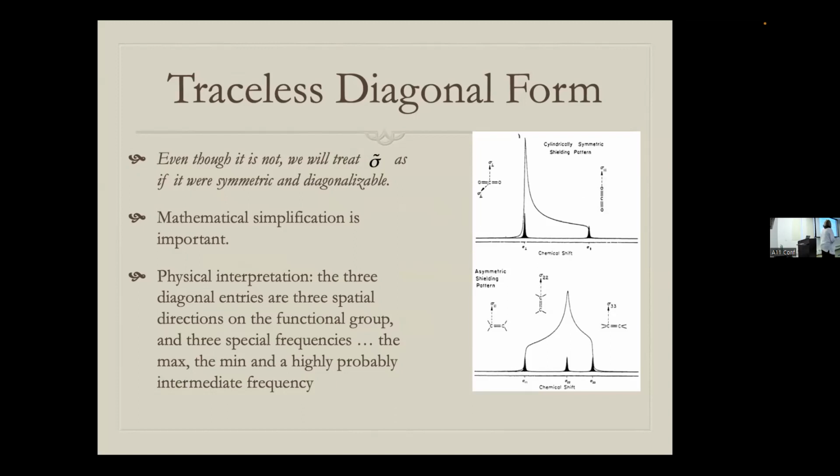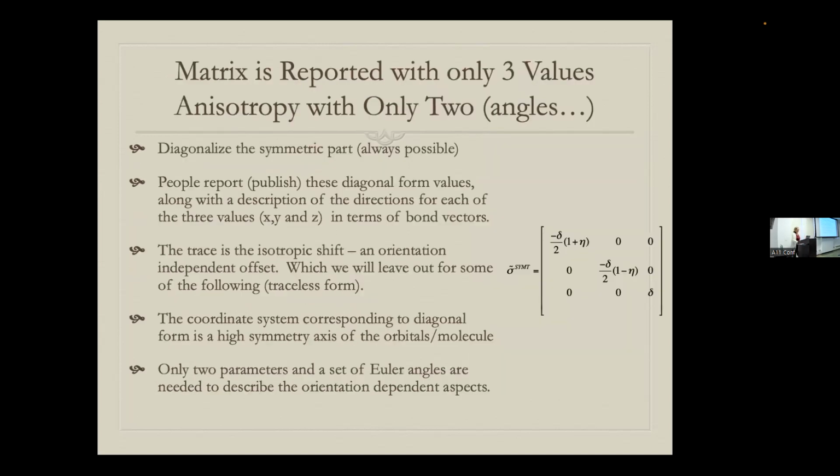The diagonal form of your symmetrized tensor is the 3 turning points: the max, the min, and the most probable in the powder pattern. So you can represent the CSA with 2 or 3 values, depending on whether you want to move to a rotating frame where the isotropic shift is defined as 0. So you can diagonalize it, always possible, and then you publish those diagonal forms using the conventions we talked about, eta and delta or delta delta.